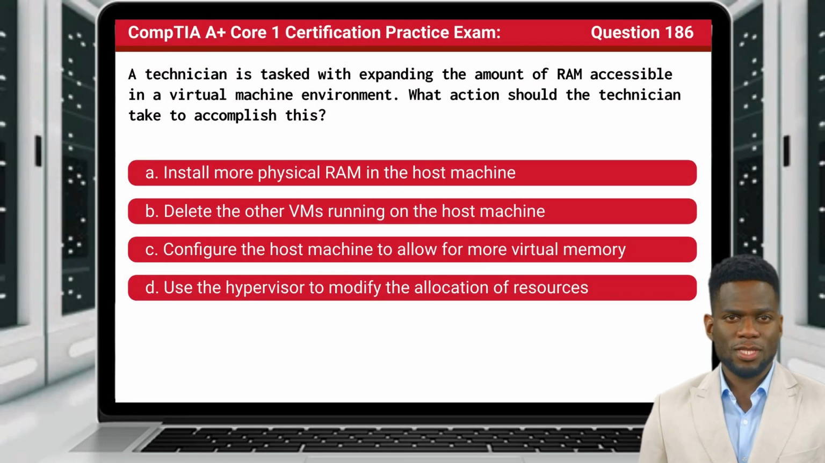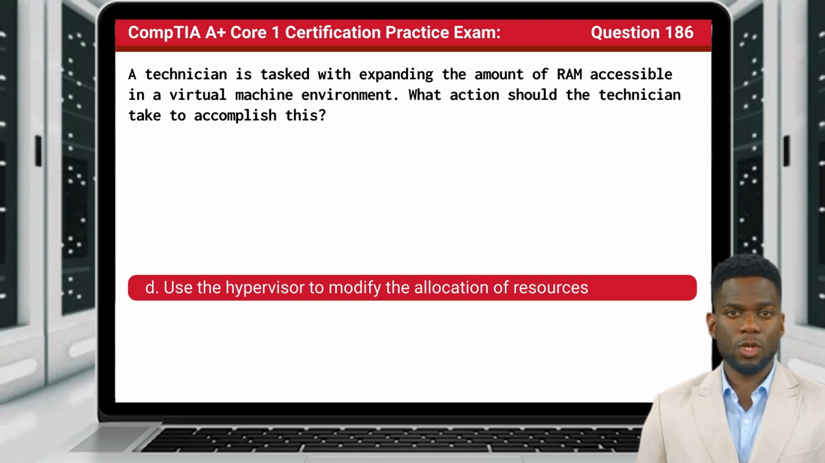Question 186. A technician is tasked with expanding the amount of RAM accessible in a virtual machine environment. What action should the technician take to accomplish this? The answer is D. Use the hypervisor to modify the allocation of resources.